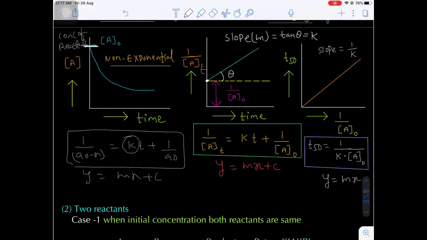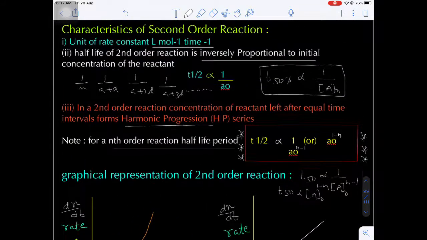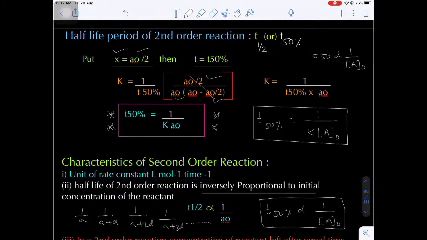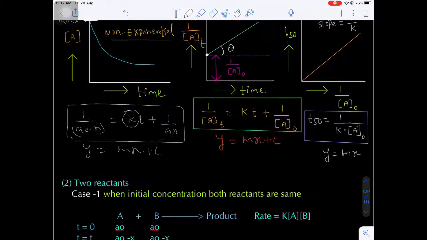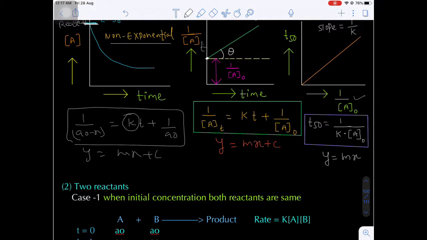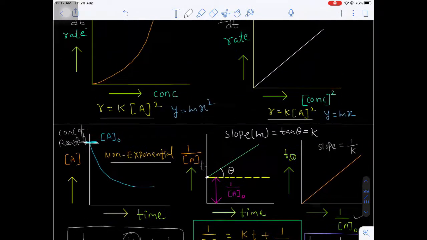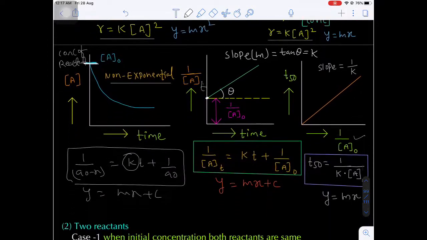Now one more graph is there. This is the graph regarding T50 and the reciprocal of the initial concentration. We know T50 for second order kinetics is 1 by K into A naught. So I am taking 1 by A naught on the x-axis and T50 on the y-axis. You will get a straight line, y equals mx, passing through the origin, making the slope 1 by K. By seeing these graphs, we have to identify this is a second order reaction.